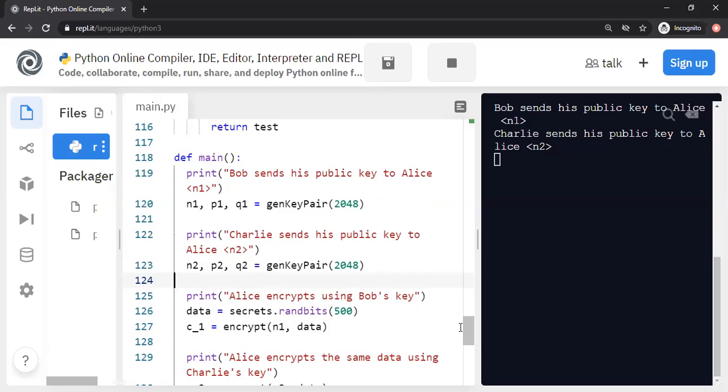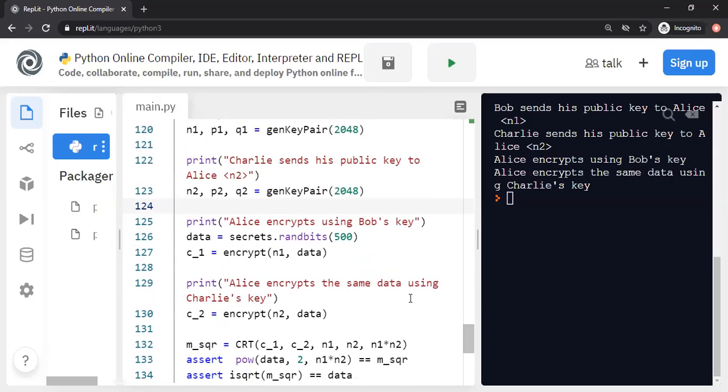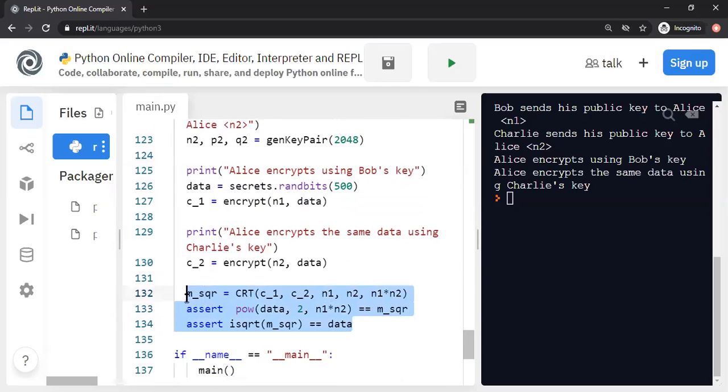Now Alice is going to encrypt some data using Bob's public key, and that's the next step. And the assertion all succeeded. Otherwise, we would have gotten a failure here. Okay, so that's basically it.